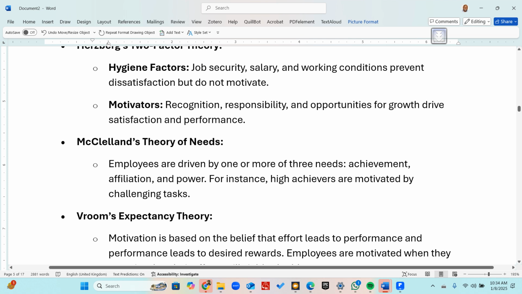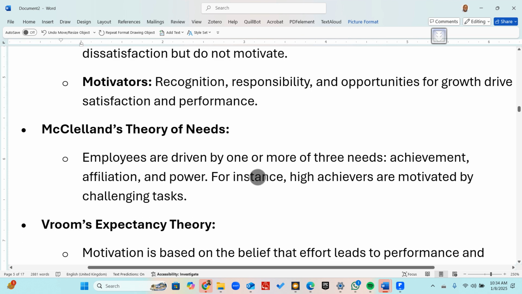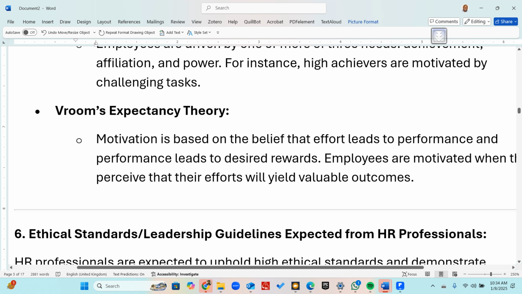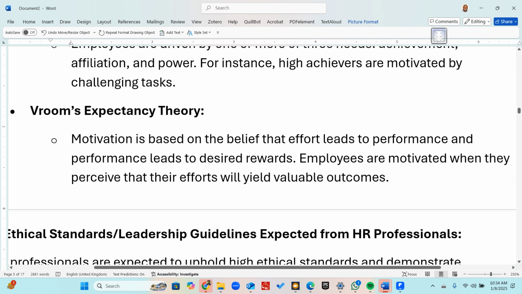So we have McClelland's theory of needs. In McClelland's theory of needs, employees are driven by one or more of three needs: achievement, affiliation, and power. For instance, high achievers are motivated by challenging tasks, while others affiliation, while others power. So this is for McClelland's theory. Then the Vroom expectancy theory. Motivation is based on belief that effort leads to performance and performance leads to desired results. Employees are motivated when they perceive that their effort will yield valuable outcomes. That's Vroom's expectancy theory.